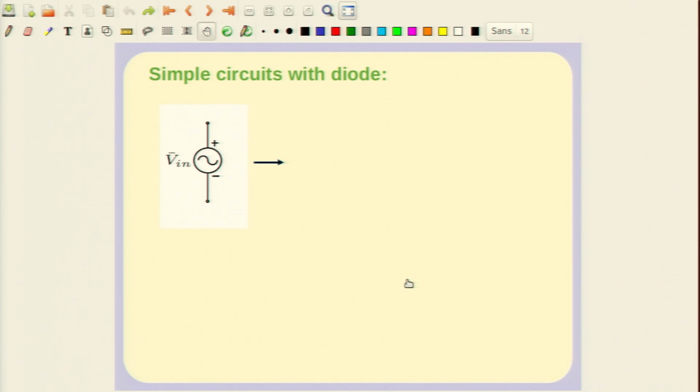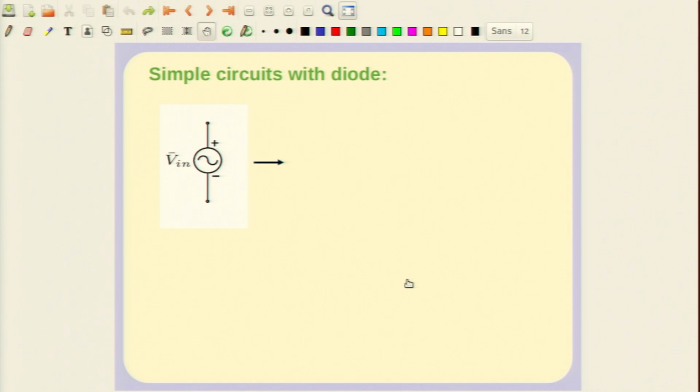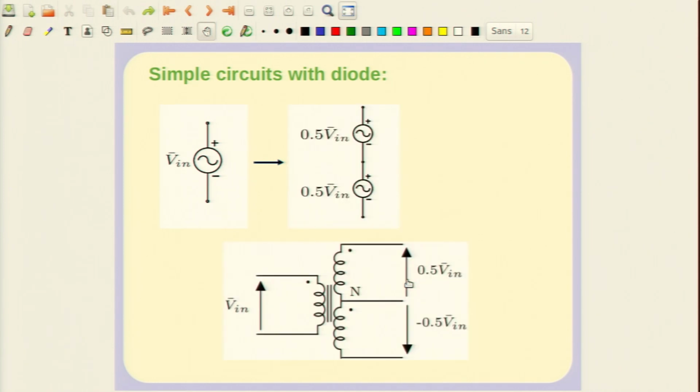DC would mean, of course, your idea of DC would be a straight constant, but here we mean that it is a non-zero average value. Okay. So, we can actually modify this circuit in this fashion. What we do here is, of course, break this source into two parts, each of half of V in, and how can we actually obtain this voltage?